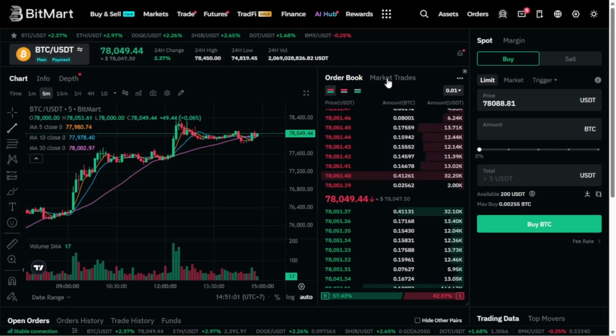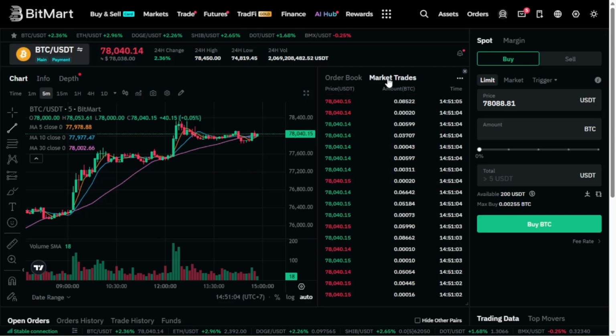Right beside the order book, we have the market trade section. It shows real-time transactions happening in the market. Each trade gives you an insight into current price action and market momentum.